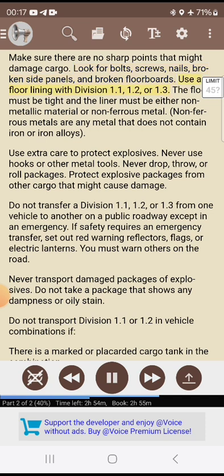Use a floor lining with division 1.1, 1.2, or 1.3. The floors must be tight and the liner must be either non-metallic material or non-ferrous metal. Non-ferrous metals are any metal that does not contain iron or iron alloys.